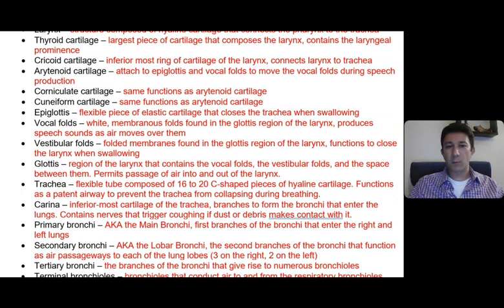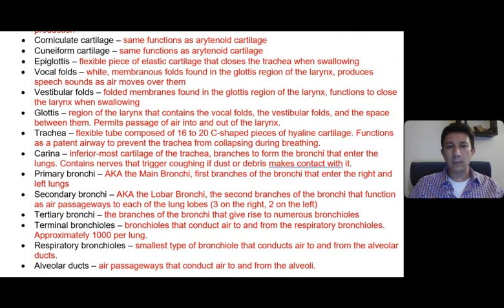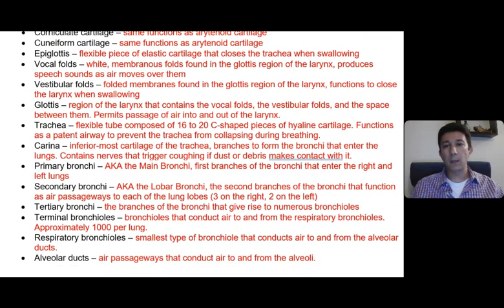The inferiormost piece of cartilage in the trachea is called the carina, and the carina represents the end of the trachea. At the carina is where the trachea branches into a right and a left bronchi, and the right and the left bronchi that emerge from the carina enter the right and left lungs, respectively.